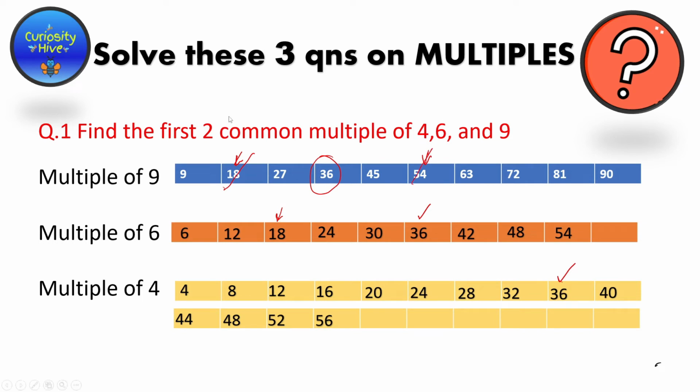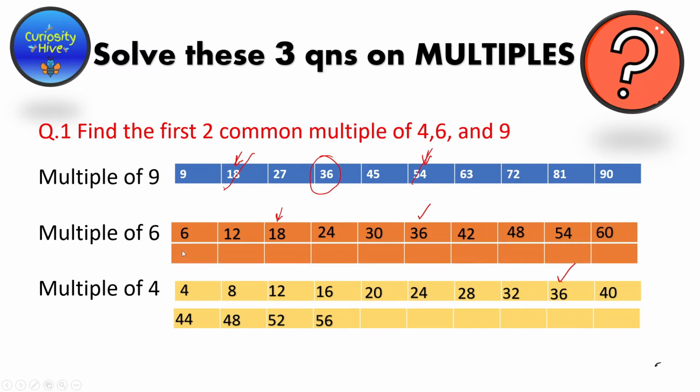Let's go back to the multiples of 6. After 54 it will be 60, then in 11's table it will be 66. 6 times 12 is 72. So we get the 12th multiple as 72, which is also present in the 9 multiples.